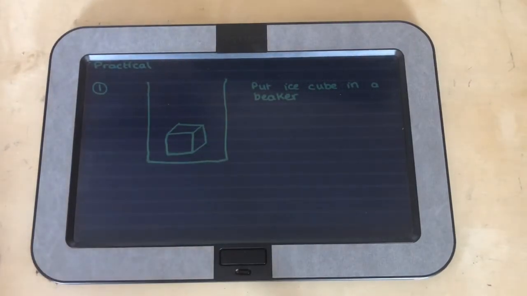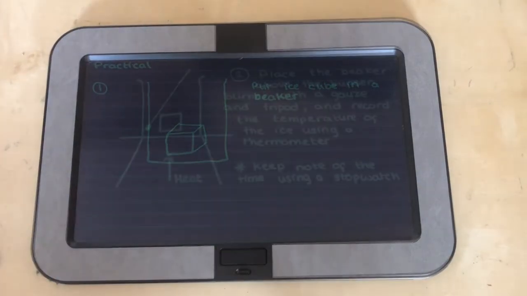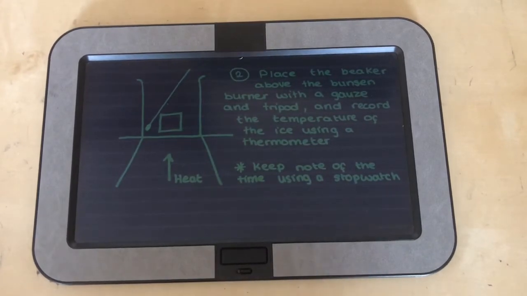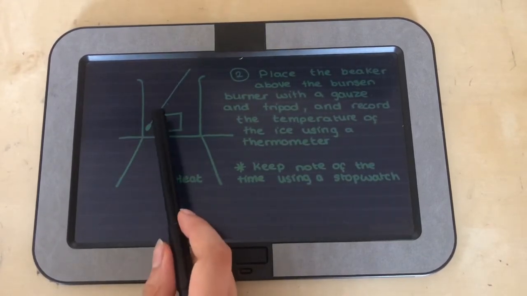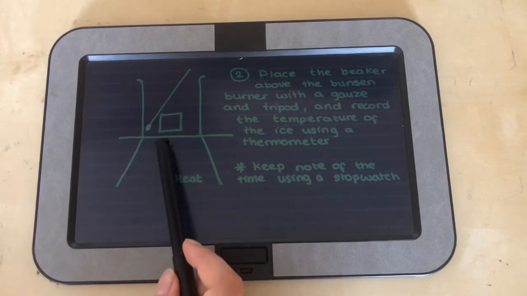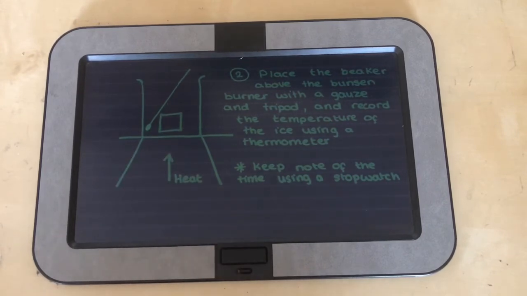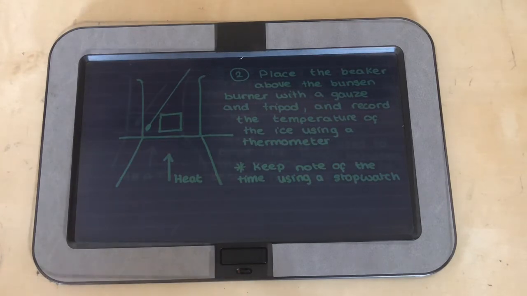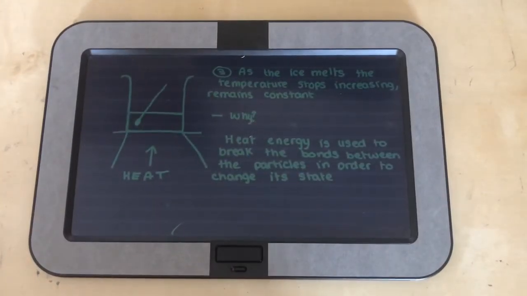For the experiment, we begin by placing an ice cube in a beaker. Then next we set up the following equipment: the ice cube, a thermometer, a beaker, a gauze, a tripod, and a Bunsen burner. Use a stopwatch to keep note of the time, making sure to note down the temperature change at equal intervals. At first, the temperature will rise at a steady pace. As the ice begins to melt, the temperature will remain constant. This happens as the heat energy supplied is used to break up the forces of attraction between the particles.